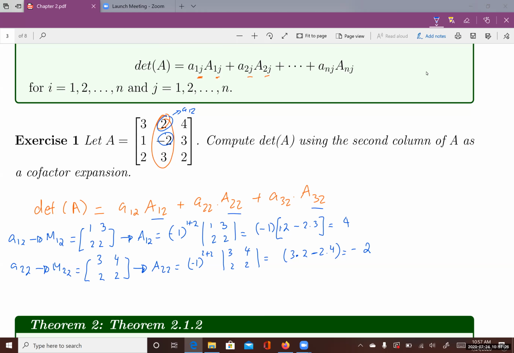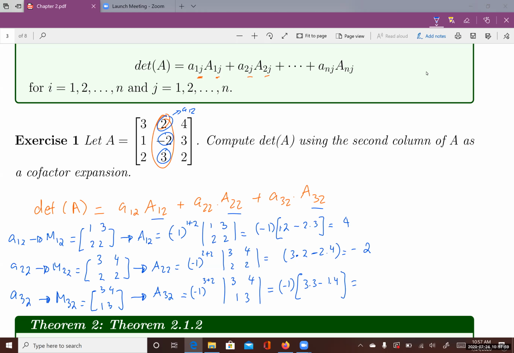Okay, about A32, then M32 is right here. Delete this row and this column, and you have 3, 4, 1, 3. Then you will have A32 equals -1 to the power 3 plus 2 multiplied by the determinant of this matrix. 3 times 3 minus 1 times 4 will give you 9 minus 4, which is 5. Times -1 is -5. Okay. We'll combine all of this together.